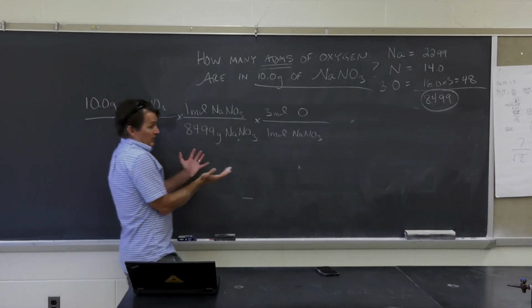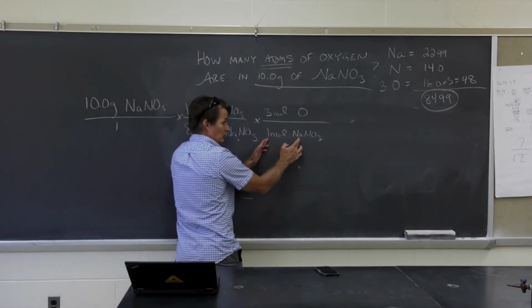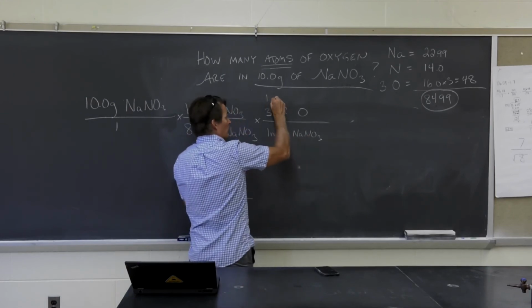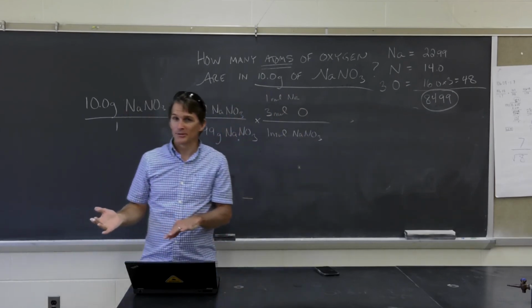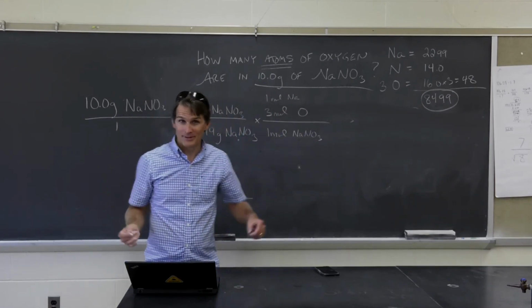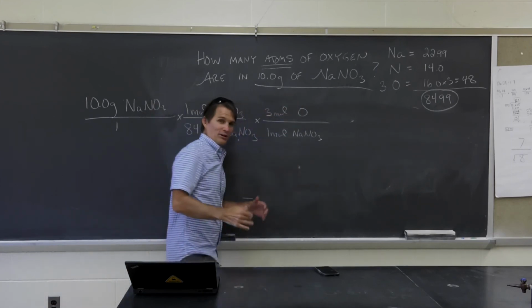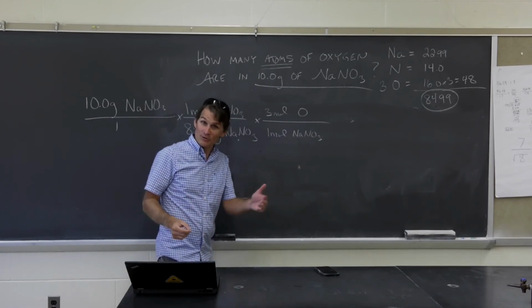Now, I could have done this step. We want to know sodium, what this step would look like. It would say 1 mole of sodium nitrate would have 1 mole of sodium. Just like for every mole of cars, there's 1 mole of steering wheels. But in this case, it's more like tricycles. For every mole of tricycles, we have 3 moles of wheels.